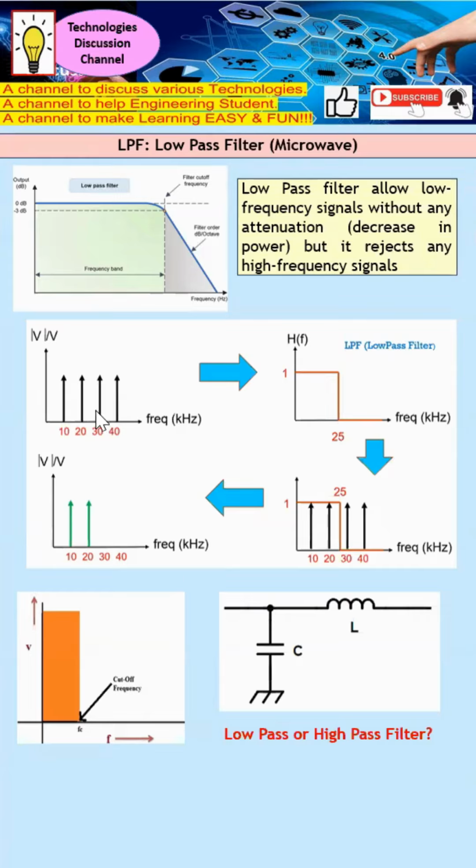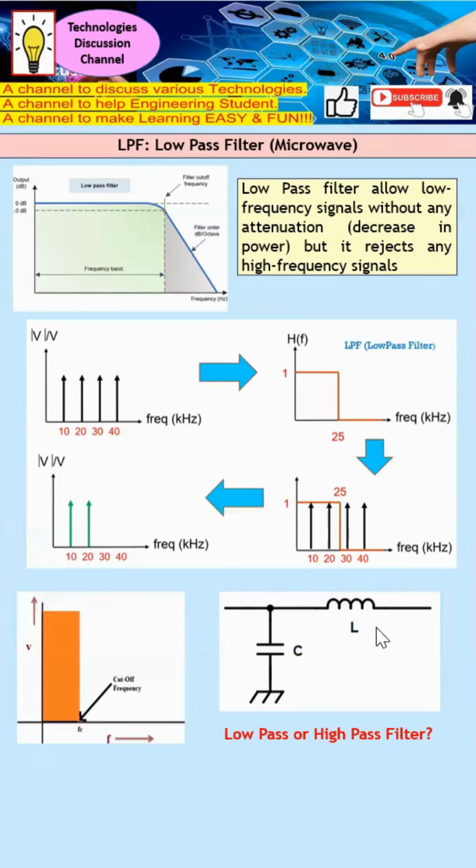Let's say there are 4 signals at 4 different frequencies: 10, 20, 30, and 40 kilohertz. When they pass through the low-pass filter with a cutoff frequency of 25 kilohertz, what happens after that? Only 2 signals will appear at the output of the filter. From here, you can see that only the low frequencies, 10 and 20, are able to appear at the output of the filter, while the signals at 30 and 40 are attenuated away. So this is a quick characteristic of a low-pass filter.